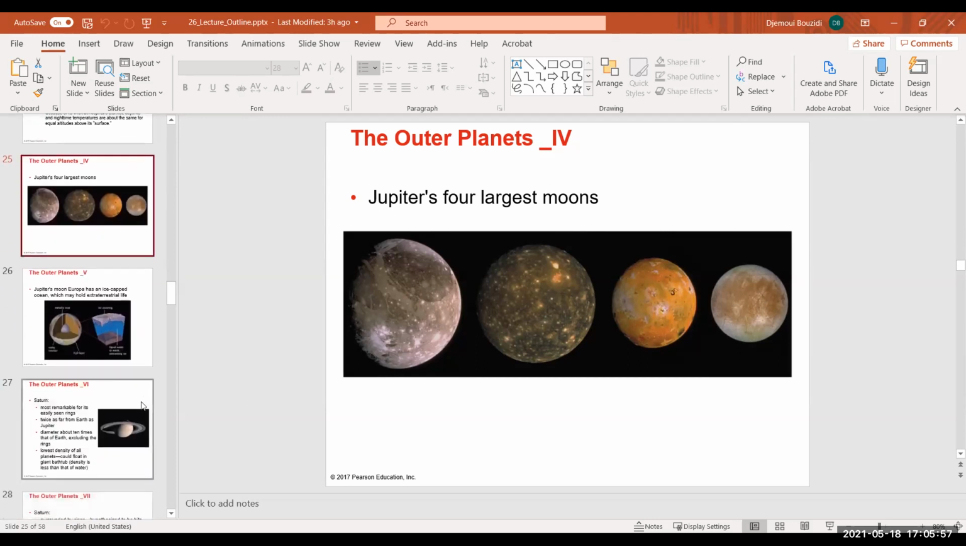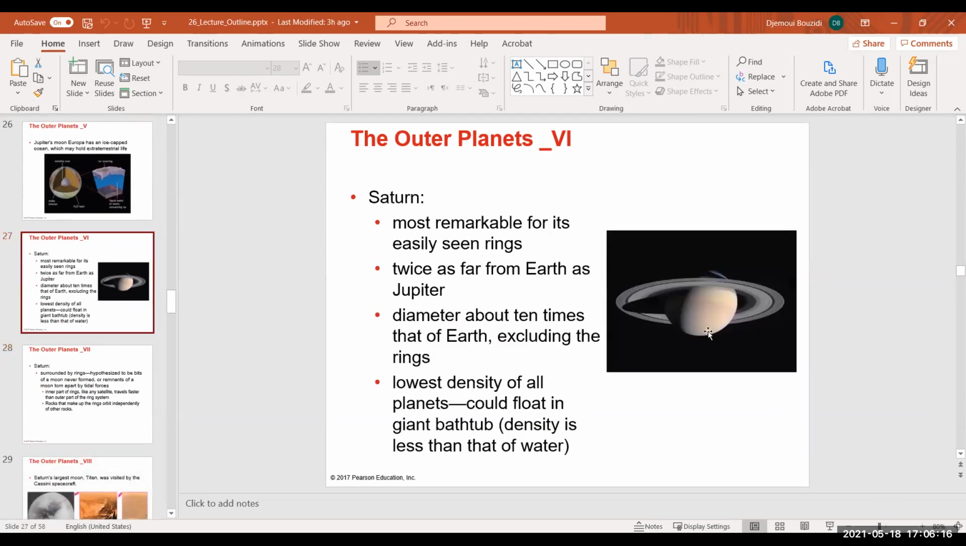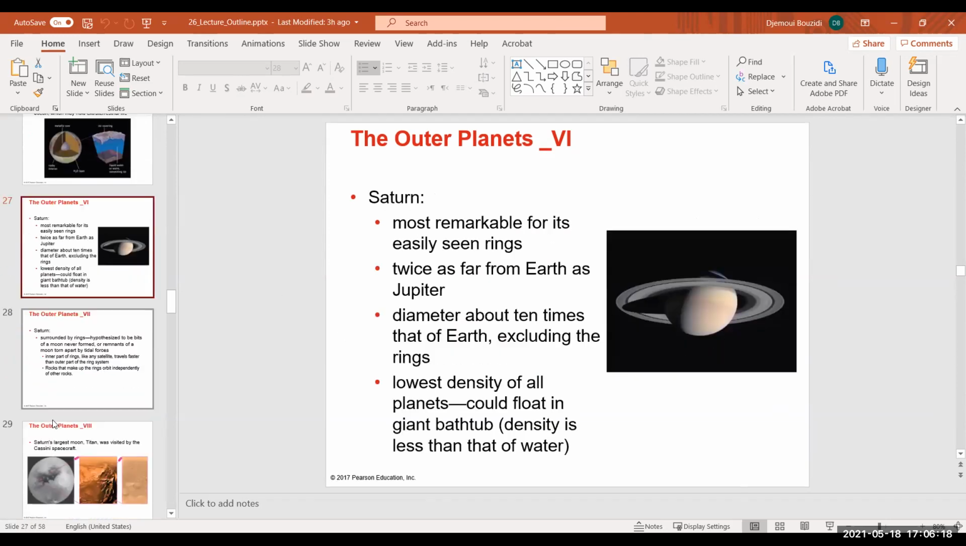Okay, so this is actually the look at Europa. This is what I was talking about in terms of its ocean. It's a big, thick layer of ice, a mile high or more. Okay, now Saturn, talk about its features.